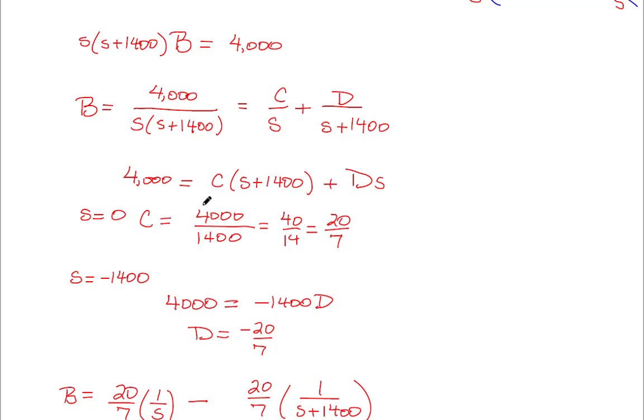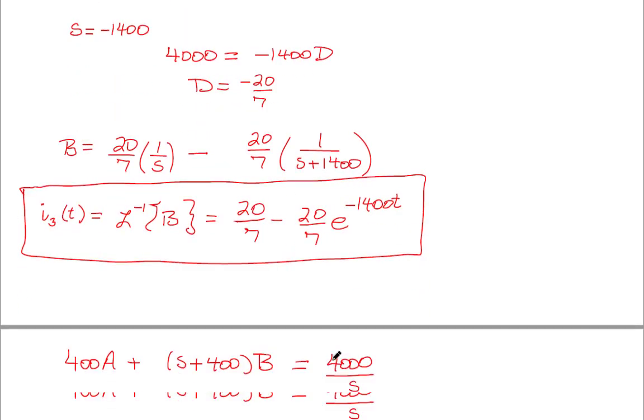If s is 0, D goes away, and I get C. C is 20 over 7. If s is minus 1400, the s part goes away, and I can solve for D. D is minus 20 over 7.